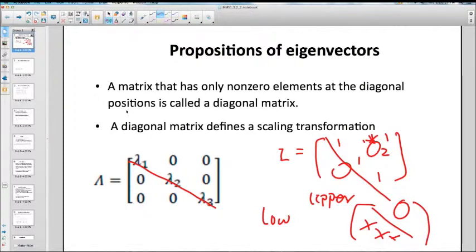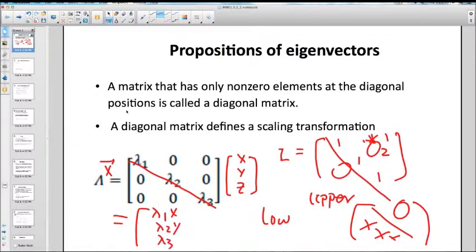And if you multiply a vector, let's say x, y, z, by this diagonal matrix, the result is going to be the number 1 times x, number 2 times y, and number 3 times z. Basically, it's a scaling transformation. We had some exercise in the previous lesson. The simple illustration is this.